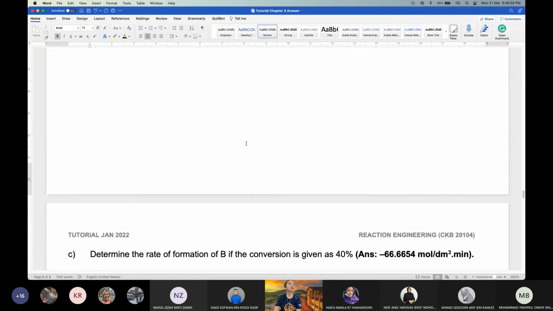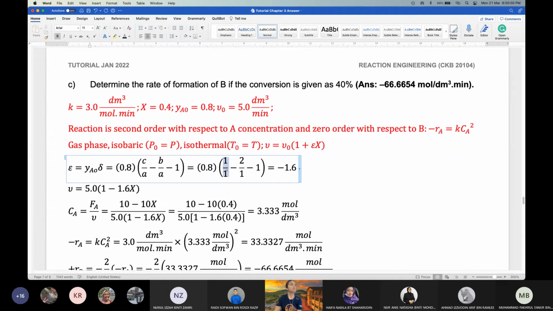So you will replace with the stoichiometric coefficient. C per A will be 1 over 1, minus B per A, 2 over 1. Kamu tengok persamaan kimia dia, nombor di hadapan B adalah 2. So 2 per 1 minus technically A per A, which is 1. Okay, so when you calculate this, you will get your epsilon as negative 1.6. Means kamu kira yang sigma, kamu darab dengan YA0, you will get your epsilon.